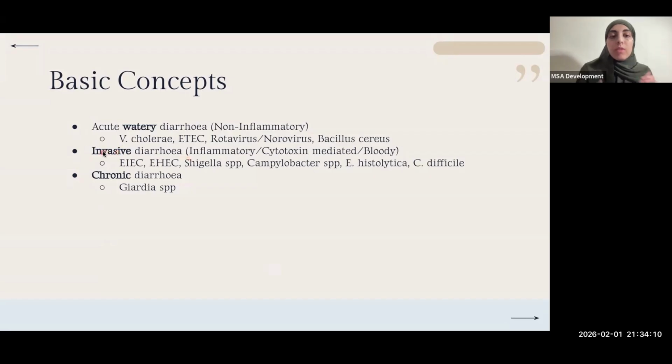Okay, as we said, the invasive diarrhea will be more inflammatory, so it will have blood, okay? And this is in contrast to the watery diarrhea, which is more associated with the toxin production. So if you have toxin, it's a watery diarrhea, and if you have invasion, it's a bloody inflammatory diarrhea. These are some organisms that are associated with each of these two kinds of diarrhea. We'll go over all of these in today's lecture, inshallah.